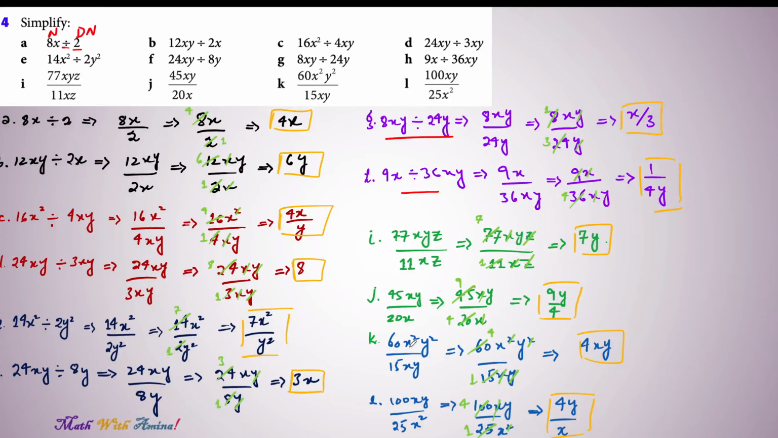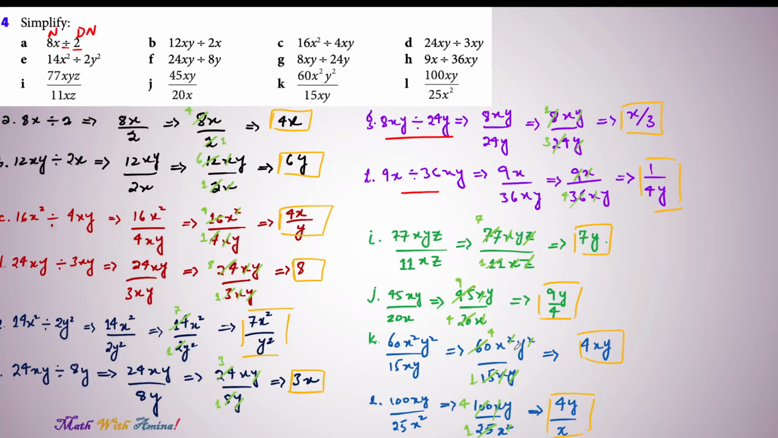Second last, we have 60x square y square over 15xy. So it is already expressed in fraction form. We will look into the numbers to simplify them first. So we have 15 multiplied by 1 is equal to 15, and 15 multiplied by 4 is equal to 60. So this way we have simplified the numbers.